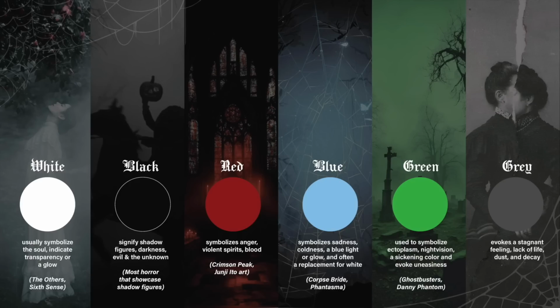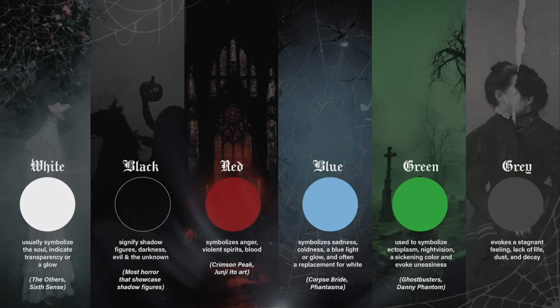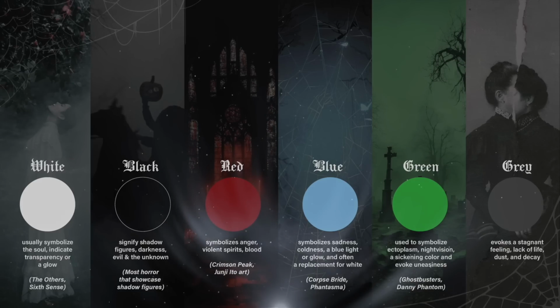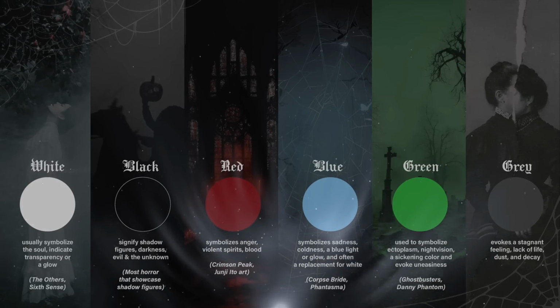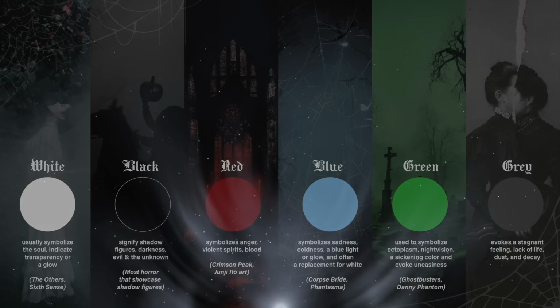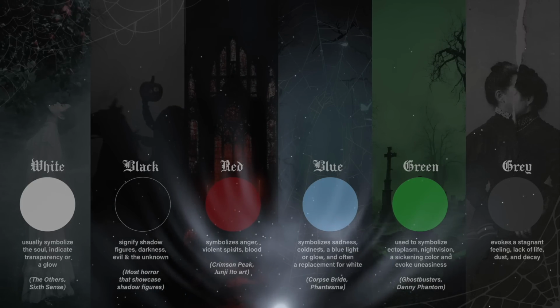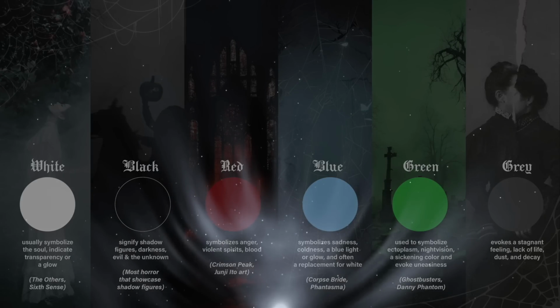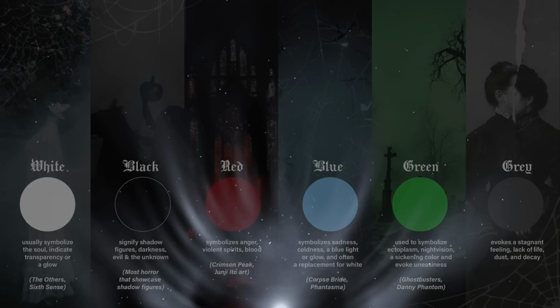Green can also symbolize a ghostly look. I definitely think this is a bit more cartoony, a bit more kitsch if you want to go that route. Green is oftentimes symbolizing ectoplasm or sometimes night vision, just like we see in Ghost Adventures or any ghost hunting TV shows. Green can also just symbolize this idea of uneasiness. It is a sickening color, and it oftentimes evokes this idea of someone was poisoned or there's this toxicity. Think Ghostbusters or Danny Phantom.